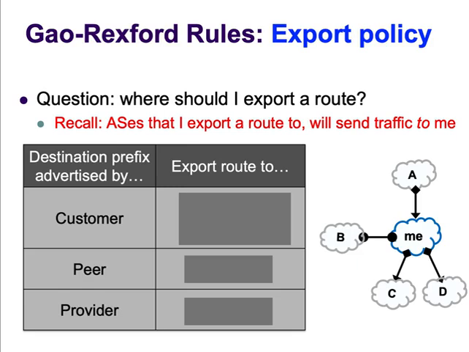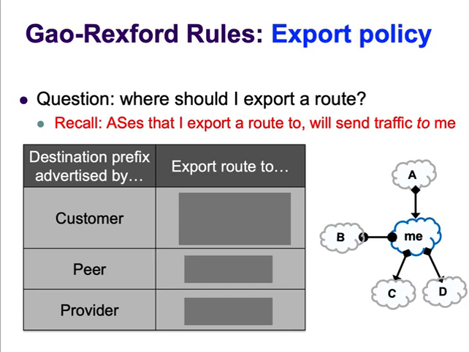And we said I only carry traffic if I get paid for it. How do you decide whether you get paid for it? Right? The way you decide whether you get paid for it is you look at who advertised that route to you. Because when you carry traffic, you're going to carry traffic to the person that advertised the route to you. Okay, so let's look at what those options mean.